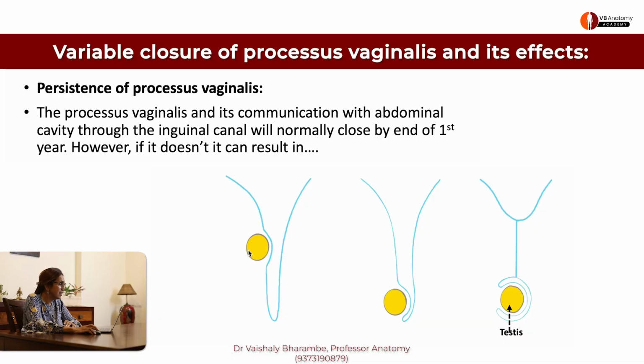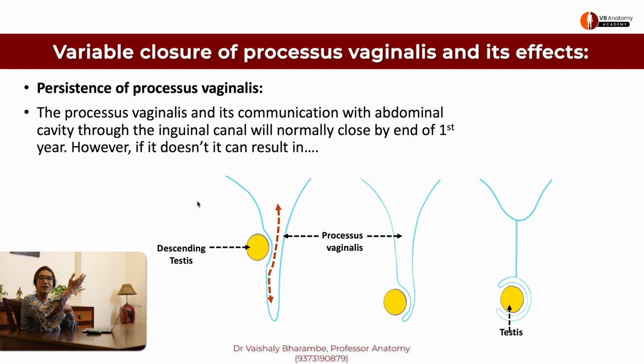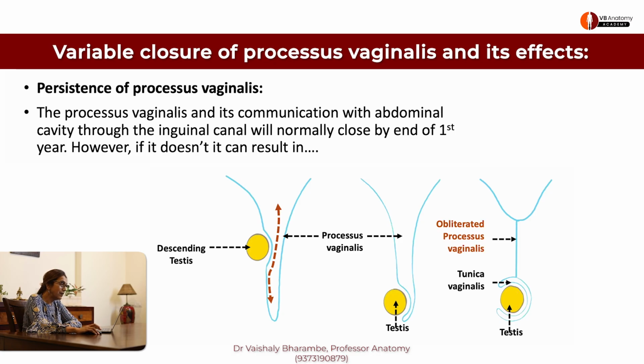So here you are seeing the testis descending down. Anteriorly, processus vaginalis is leading the way. When the testes reach the bottom of the scrotum, processus vaginalis at this point is in continuity with the abdominal cavity. But once the testis reaches the bottom of the scrotum, the processus vaginalis gets obliterated, leaving behind the cavity of tunica vaginalis. This is something we know.